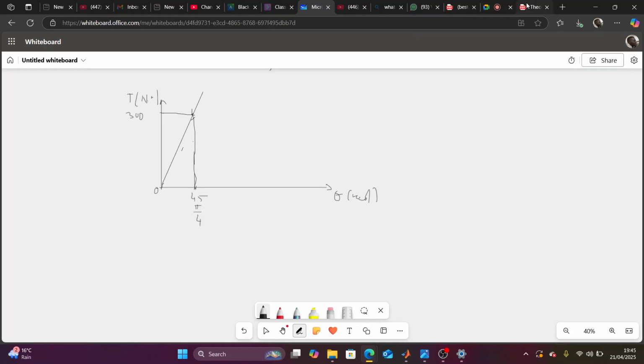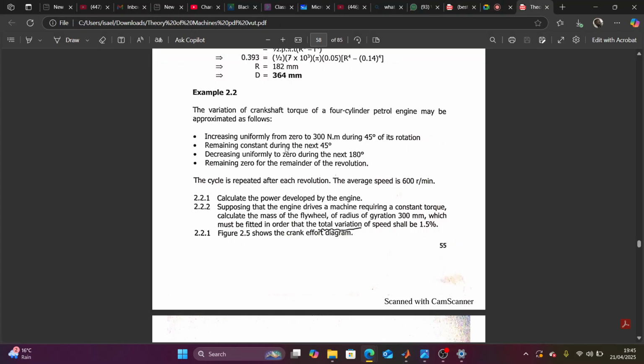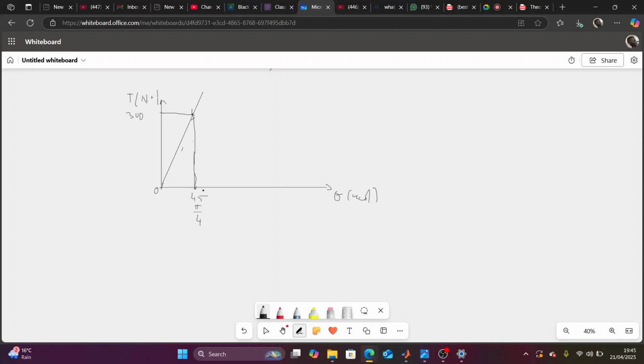And it says again that it remains constant during the next 45. What is the next 45, Andile? The next 45 is simply 45 plus 45. What is 45 plus 45? It's 90. So do you agree that 90 is somewhere here? Right? And what is 90? It's pi over 2 in radian.